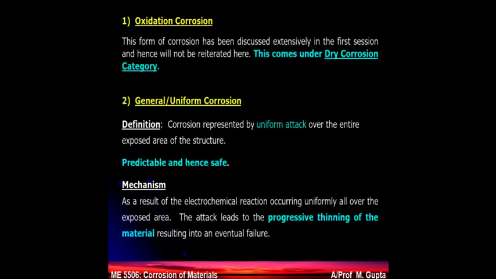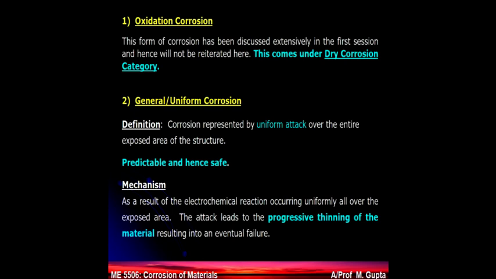All right, so we have already learned about the oxidation, corrosion, and the various metal gas interactions in the first part of the lecture under the dry corrosion category. So I'm not going to repeat that here. So that forms the first type of corrosion because we have about 21% of oxygen in the atmosphere. So oxidation corrosion is a dominating type of corrosion. The second type is the general or uniform corrosion.